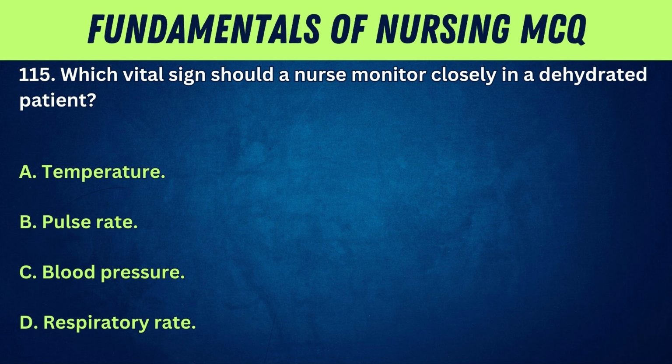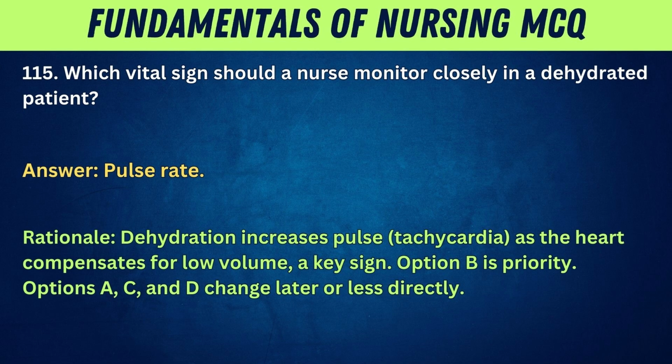115. Which vital sign should a nurse monitor closely in a dehydrated patient? A. Temperature. B. Pulse rate. C. Blood pressure. D. Respiratory rate. Answer: pulse rate. Rationale: dehydration increases pulse, tachycardia, as the heart compensates for low volume, a key sign. Option B is priority. Options A, C, and D change later or less directly.